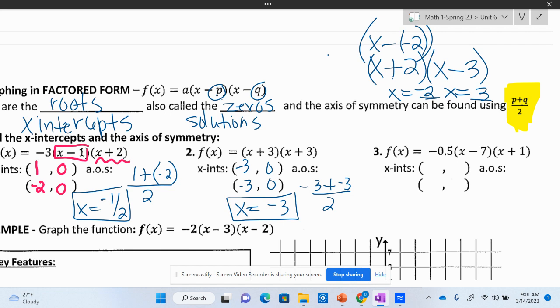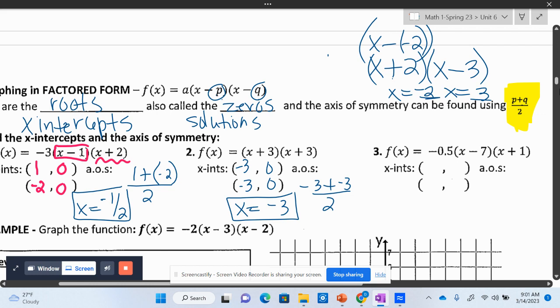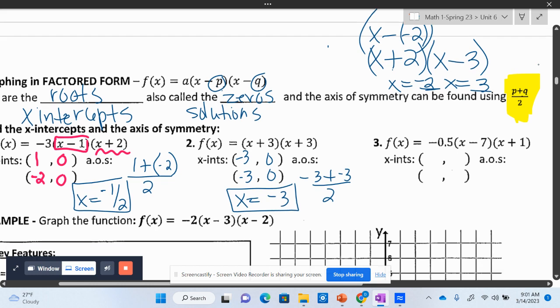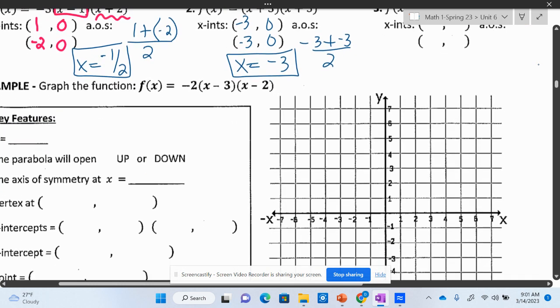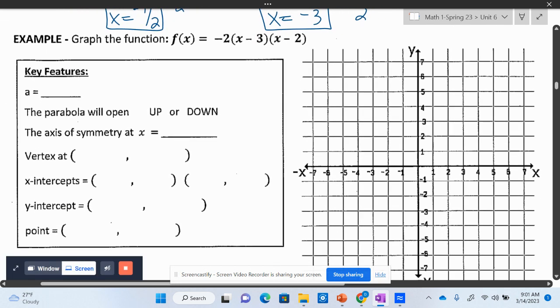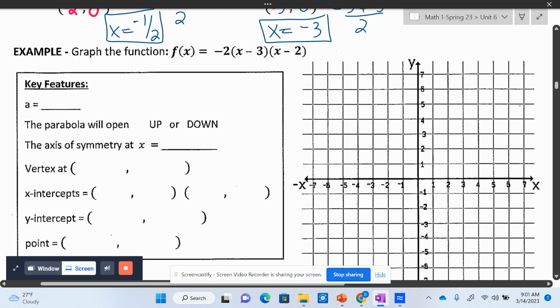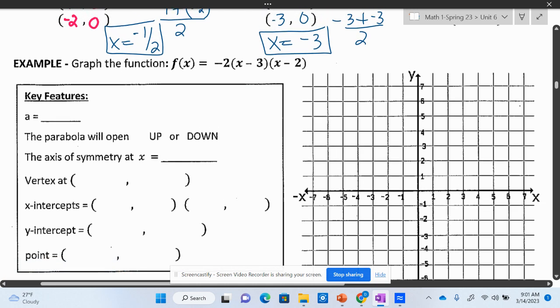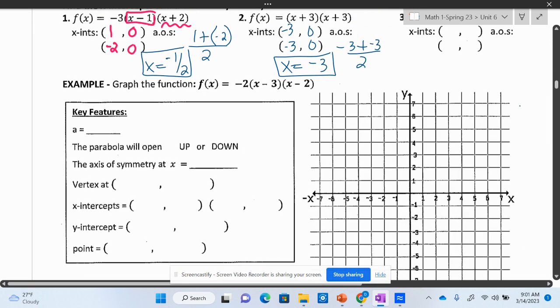Okay, we're going to do this first one using what we know. We're going to do this first example where it says key features, and then we're going to be done. So the graph of the function. So it says, hey, what is the value of a? So look at this equation. What is the value of a? It's -2. A is -2.